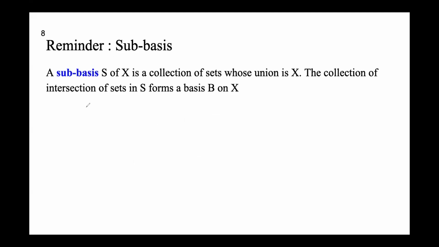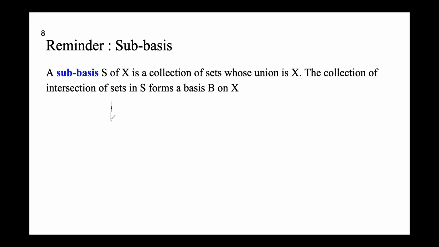A subbasis is kind of like a cover of X. A subbasis is like a subset of the basis, right? It is a collection of sets such that if we unite all these sets, we find X. Okay, I see.